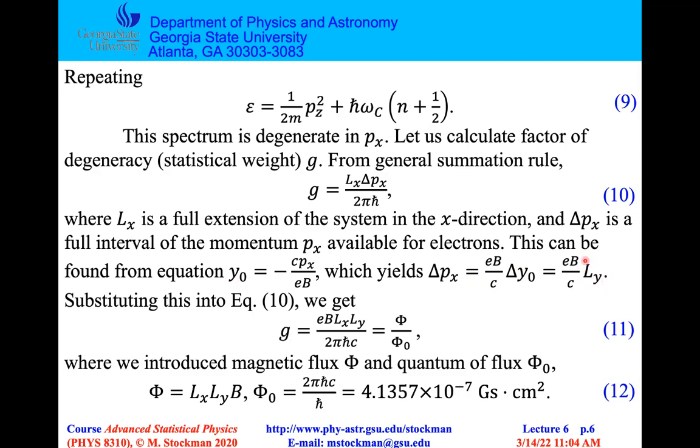But Ly is the extension of the system in the y direction. So I'm getting the coefficient should be EB divided by c change of y, it's EB over C Ly. And I substitute this into equation 10 and get G would be EB Lx from here, Ly from here, divided by 2 pi HC. C is from here.